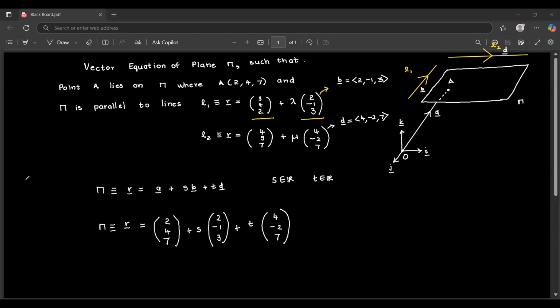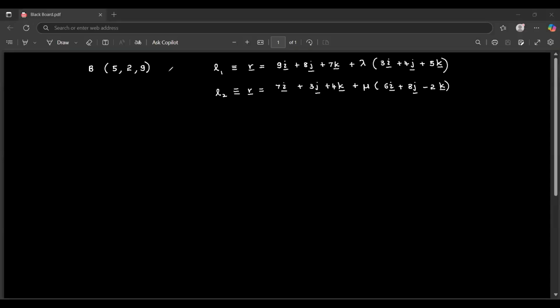You can do it by yourself if you want to. In this question, we have to find the plane phi where B lies on the plane, and L1 and L2 are parallel to the given plane. This is also easy. First of all, we know these are the direction vectors, so let's write them down. Let's say B can be given as ⟨3, 4, 5⟩, and D can be given as ⟨6, 8, -2⟩.